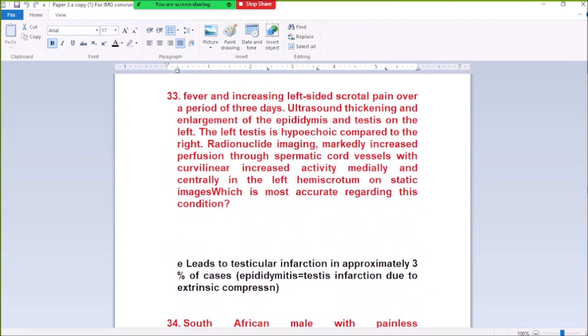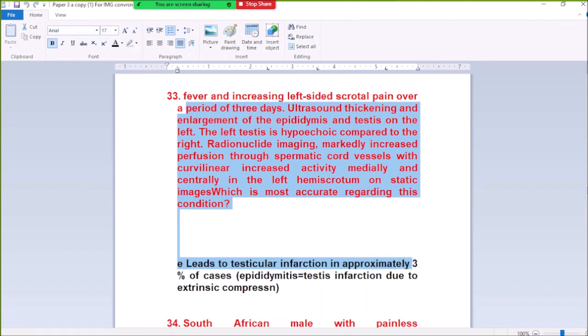33. Fever and increased left-sided scrotal pain over a period of 3 days. Ultrasound shows thickening and enlargement of the epididymis and testis on the left. The left testis is hypoechoic compared to the right. Radionuclide imaging shows marked increased perfusion through the spermatic cord vessels with increased activity, centered in the left hemiscrotum on static images.